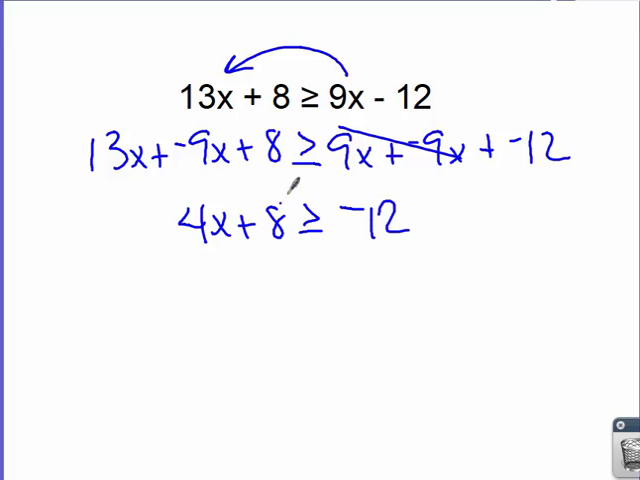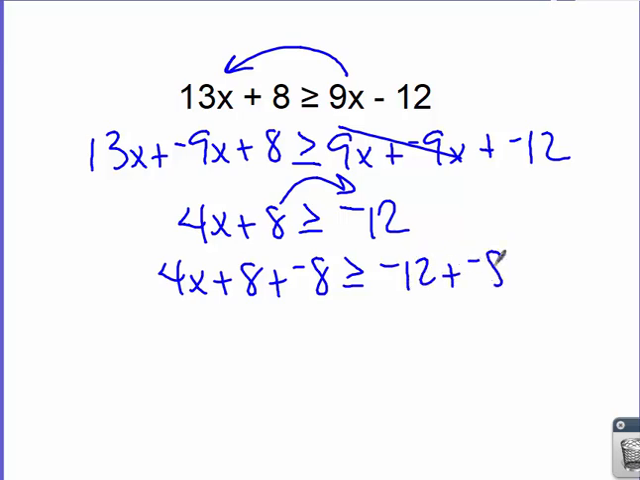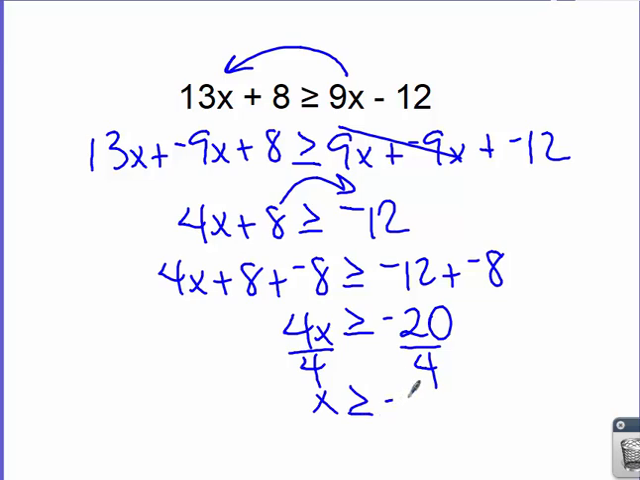Okay, so move the 8 over to be with the negative 12. So 4x plus 8 plus negative 8 is greater than or equal to negative 12 plus negative 8. So 4x is greater than or equal to negative 12 and negative 8 make negative 20. Then I divide by 4. X is greater than or equal to negative 5.